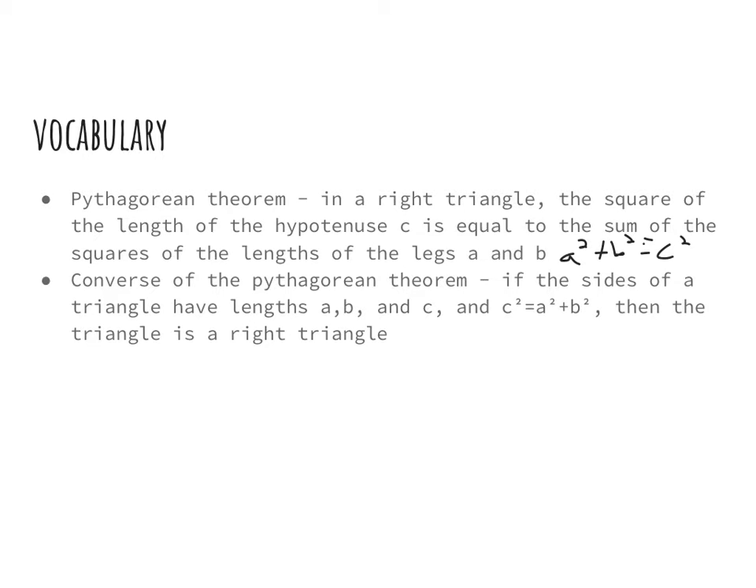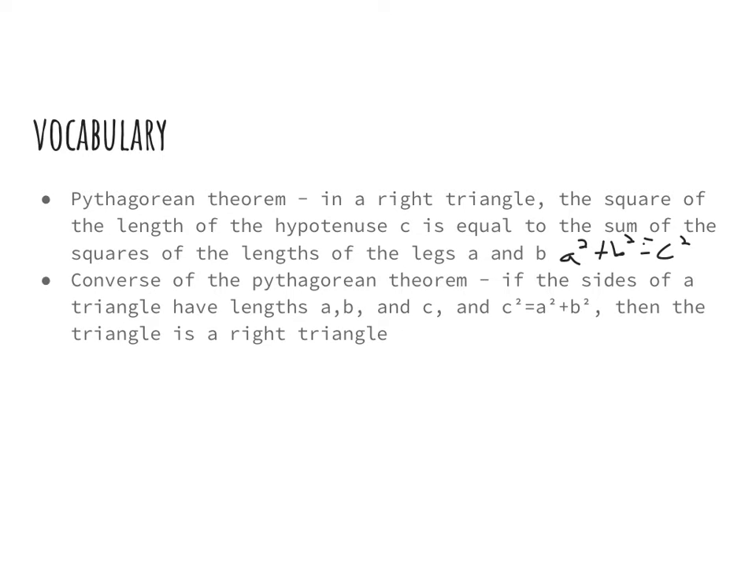We also have the converse of the Pythagorean theorem. That's kind of like the opposite. If the sides of a triangle have lengths A, B, and C, and C squared is equal to A squared plus B squared, then the triangle is a right triangle. So the Pythagorean theorem and its converse are opposites of each other.